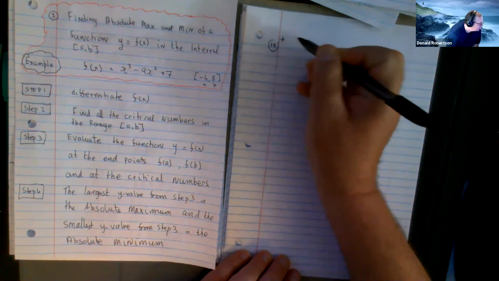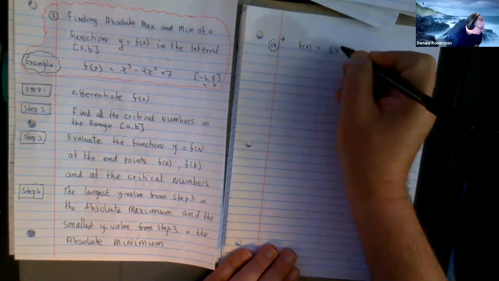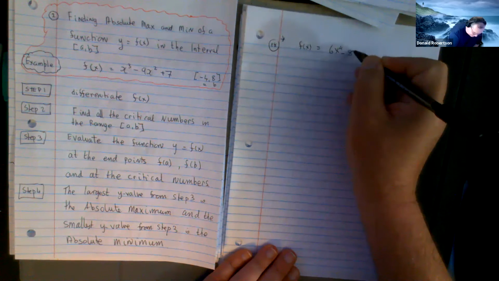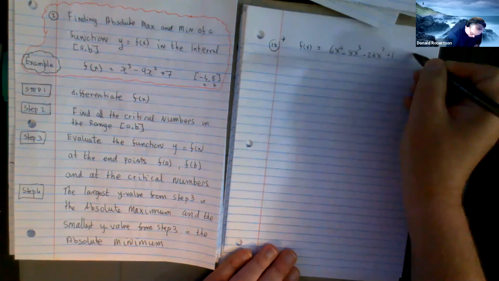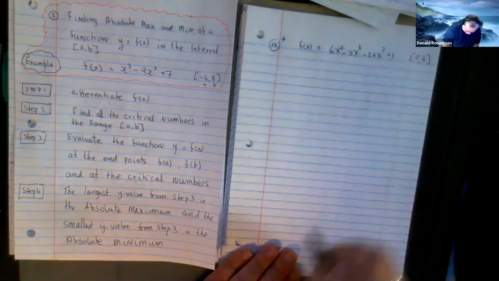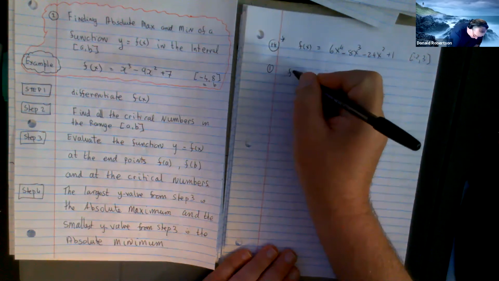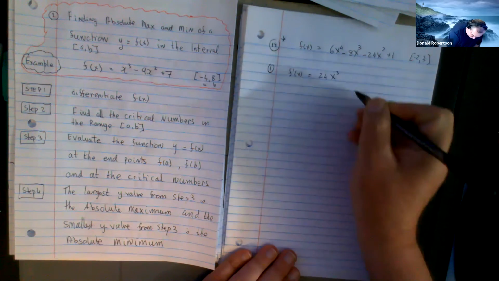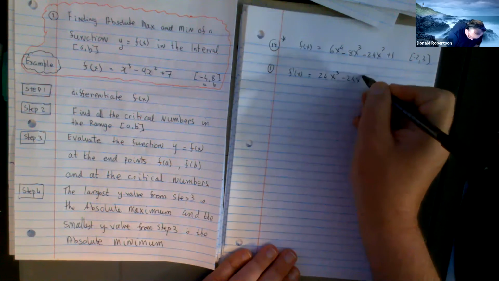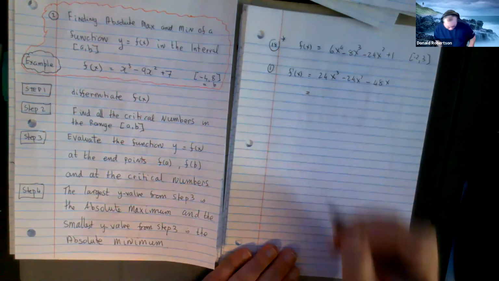Here's a version of question 18. 6x to the 4, minus 8x cubed, minus 24x squared, plus 1. And there's your info. Okay, this one should be much nicer. You get 24x cubed, take out 24x squared, take away 48x. Just a power rule.